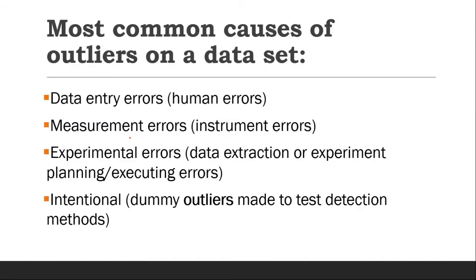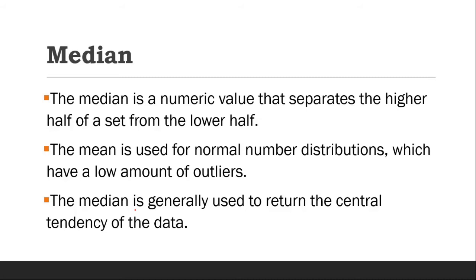So what are the causes of an outlier? It can be a typo, instrument error, experimental errors, sometimes intentional errors. Now what is the need of median? Basically, to summarize data, mean and mode are not suitable when they have outliers. So that is why we need to use median. Median can be used to find the outlier in an easy way.